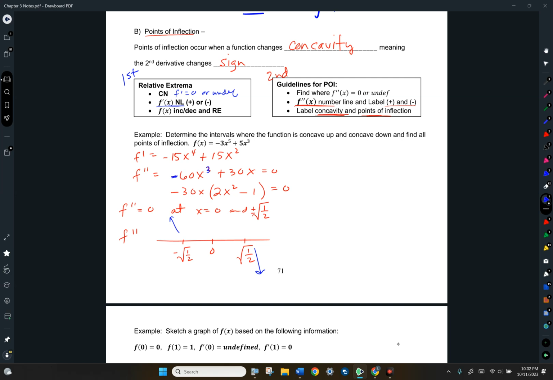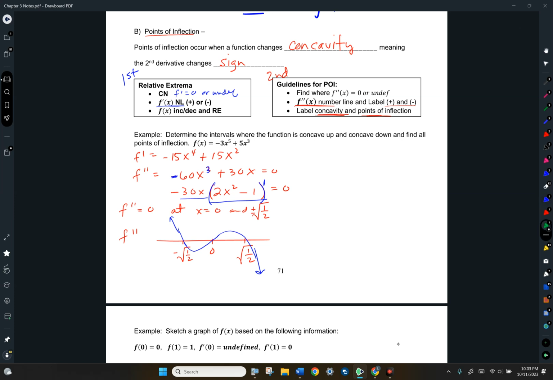Notice neither of these factors has an even exponent. That does not have an even exponent. And you may be saying, oh, well, but the x squared does. Yeah, but the factor is the entire parenthesis, and the parenthesis right here has an exponent of 1. So that means nothing's going to bounce. I'm just going to pass through right there at the negative square root. I'm going to come back and pass through at 0. I'm going to come back and pass through. So this is my rough sketch of the second derivative.